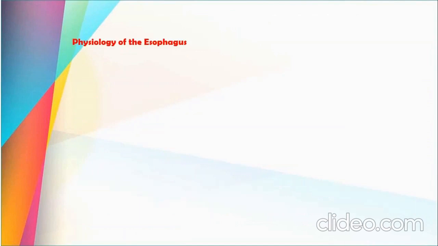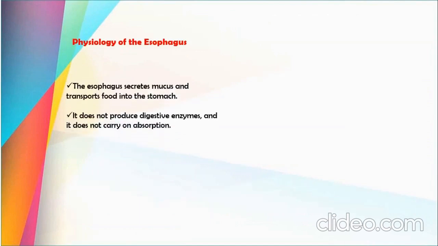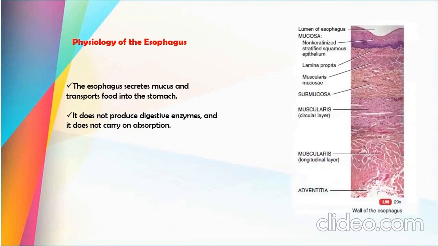Next is the physiology of the esophagus. The esophagus secretes mucus and transports food into the stomach. It does not produce digestive enzymes and it does not carry on absorption. Here is the mucosa, which is a non-keratinized stratified squamous epithelium. Here is the lamina propria, muscularis mucosa, submucosa, and muscularis, which has a circular layer and a longitudinal layer, and the last one is the adventitia. These are the layers of the esophagus.